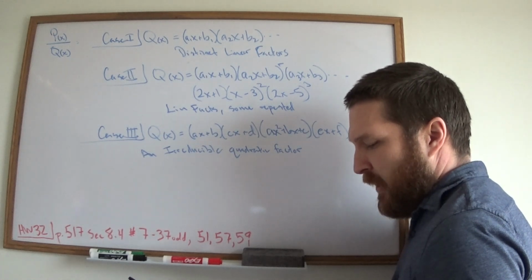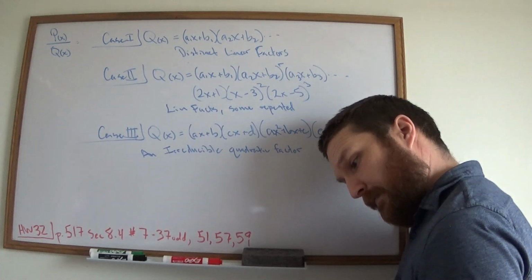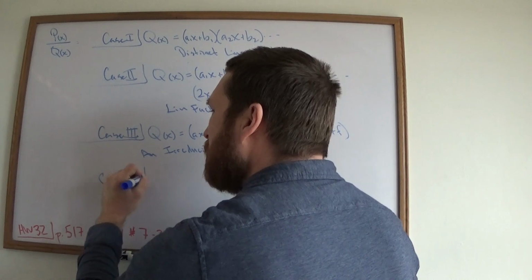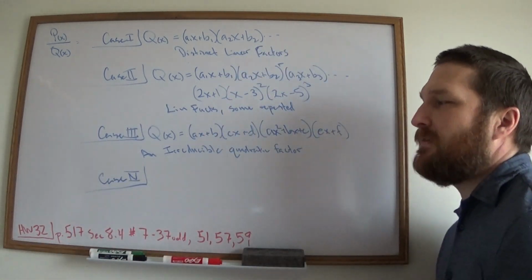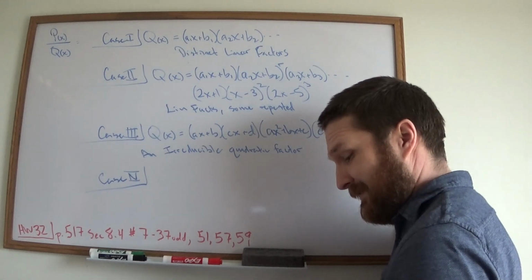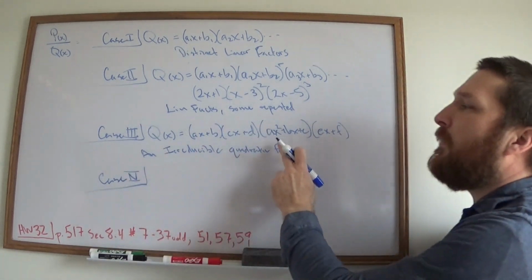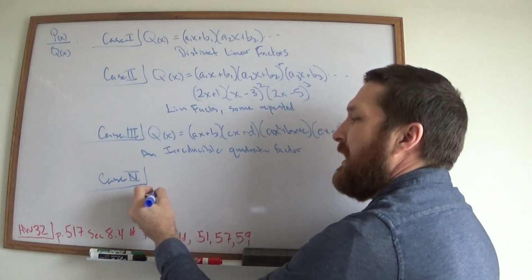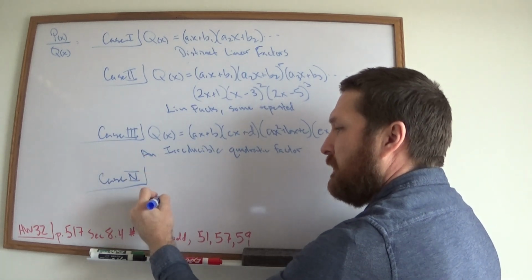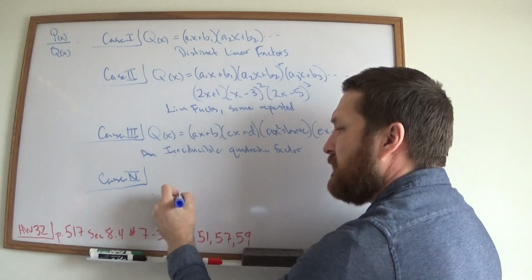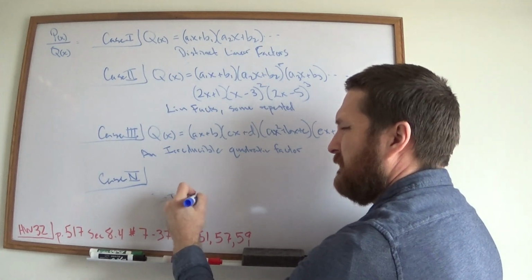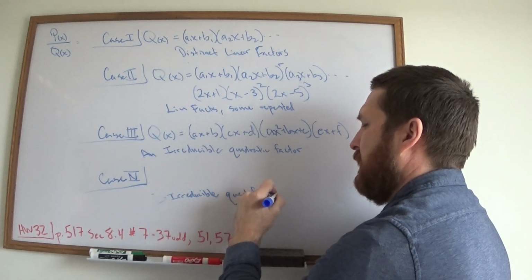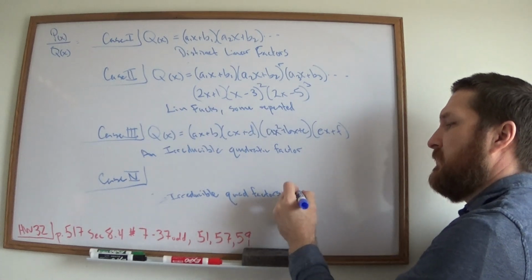Okay, so what happens now? Case 4. We won't do an example of this, but I'll tell you how to deal with it. An example would take forever, so we're not going to do that. Same kind of deal, but the irreducible factor is raised to some power. So it has irreducible quadratic factors, some repeated.